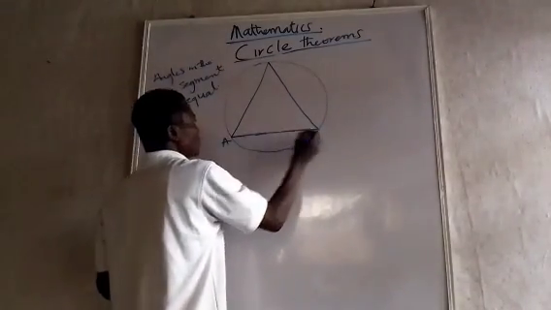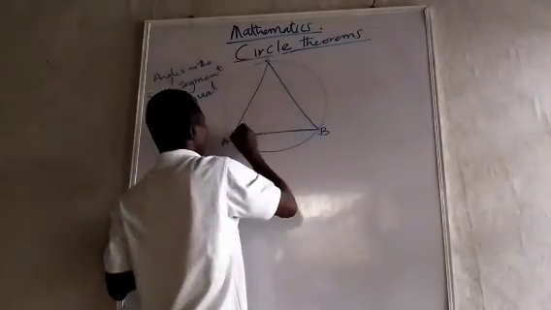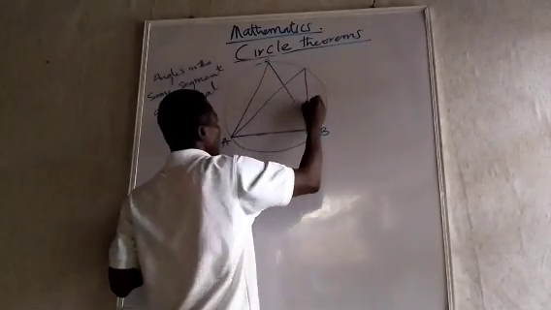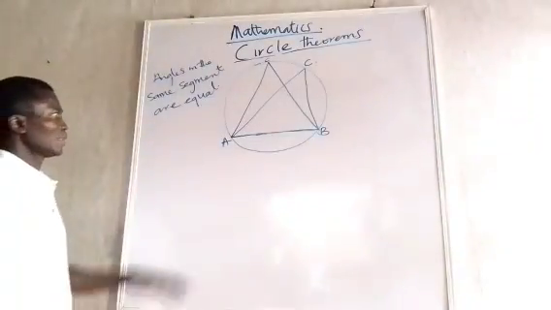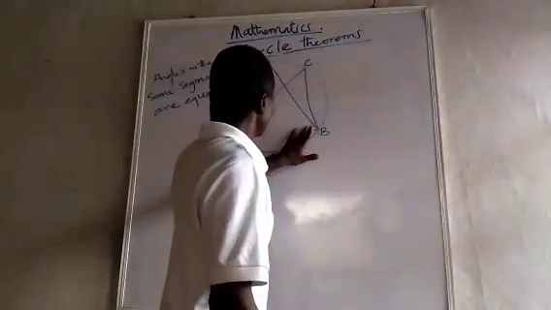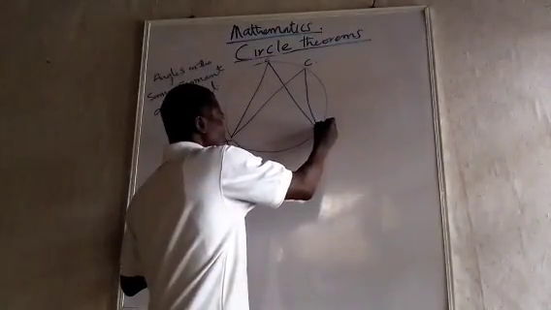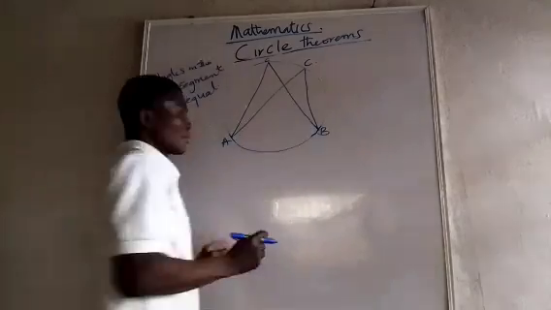Let's make this A, B. Let's make this one C. Let's do this again: A, B, C. Let's call this one D. You understand? Now let me remove this. You might put it, it might be there, it might not be there. But let us assume you are not given.